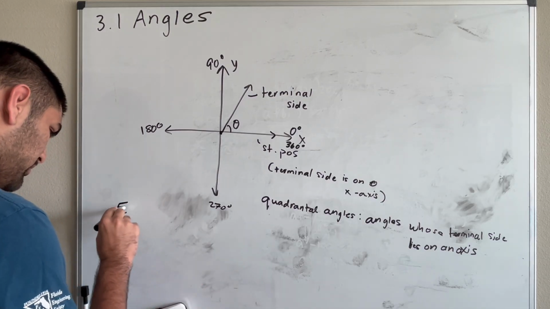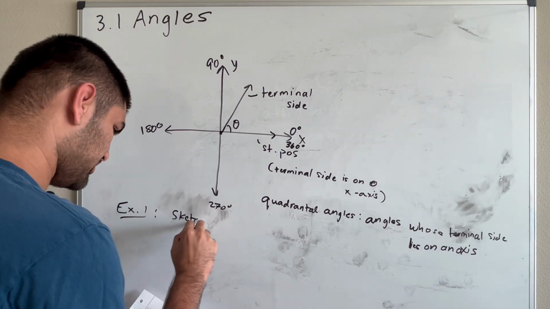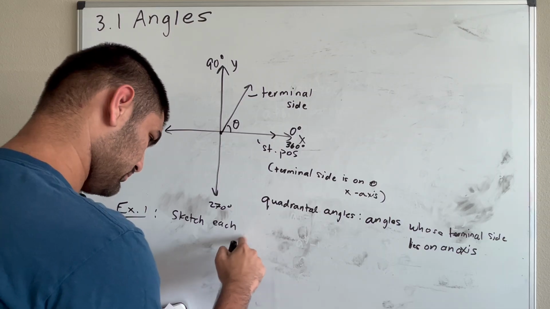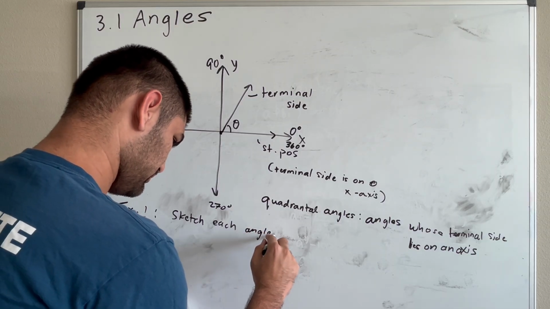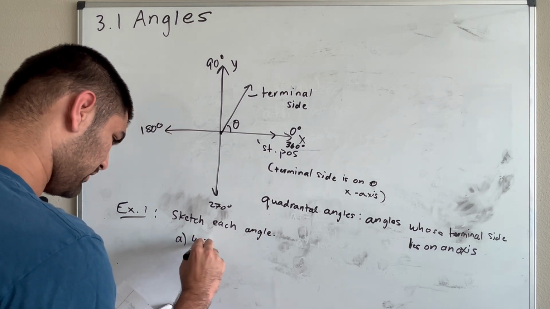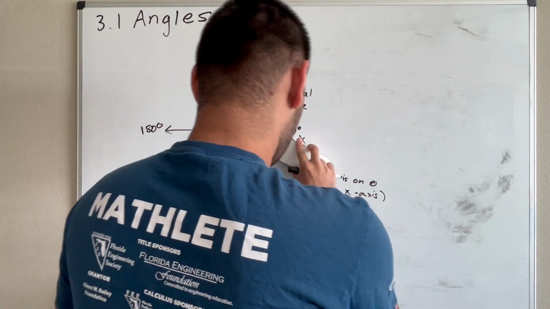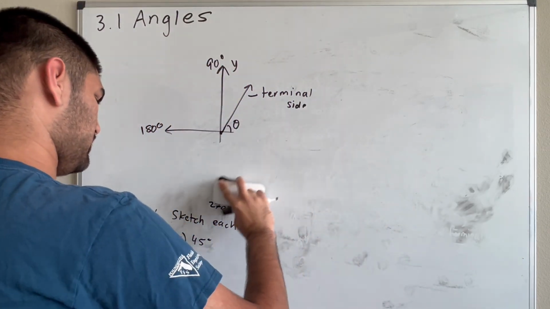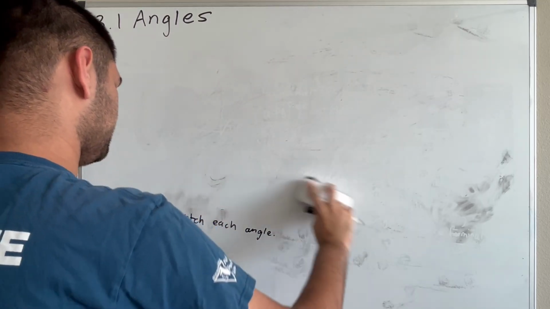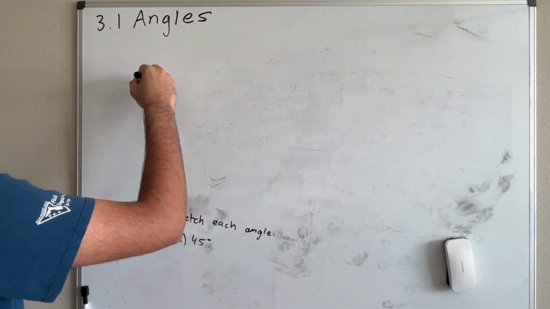So, we'll do example 1. Let's say you want to sketch each angle. The first one, 45 degrees. I'll just erase this stuff real quick, and we want to sketch 45 degrees.